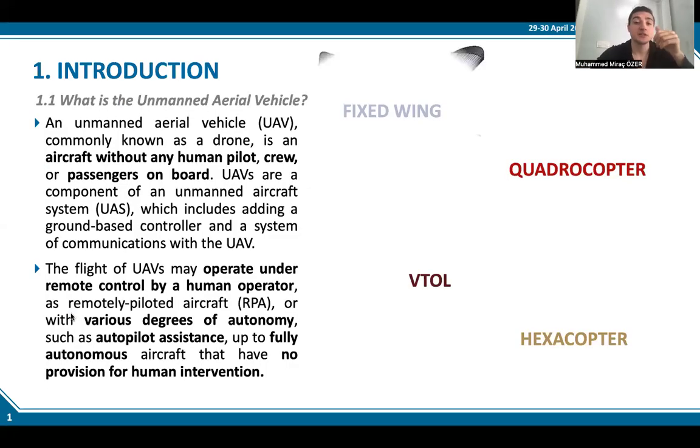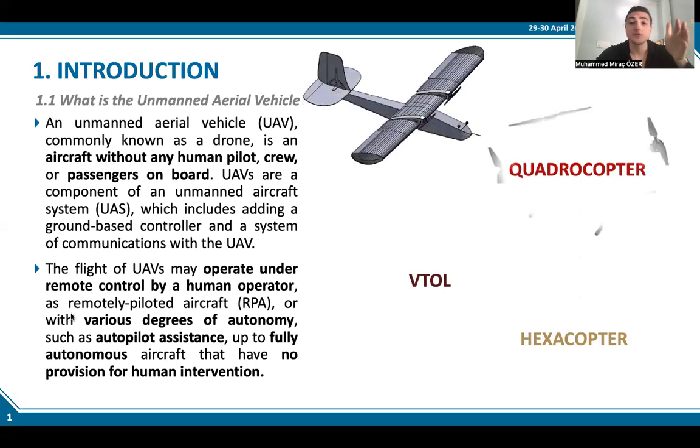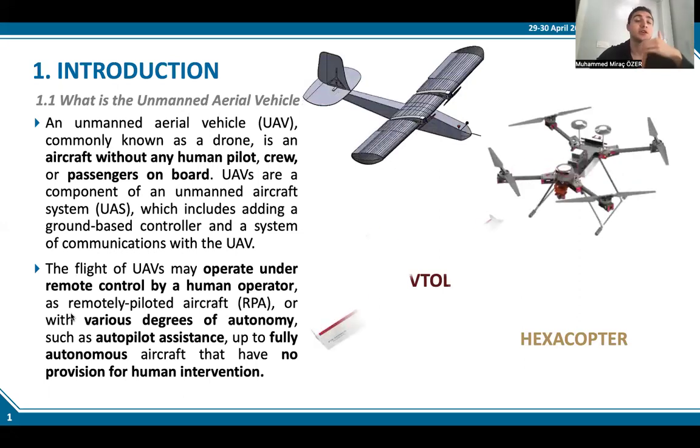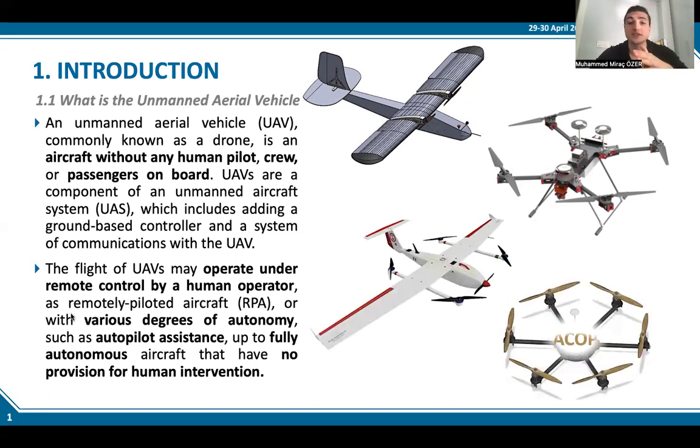First, what is an unmanned aerial vehicle? An unmanned aerial vehicle, commonly known as a drone, is an aircraft without any human pilot, crew, or passengers on board.